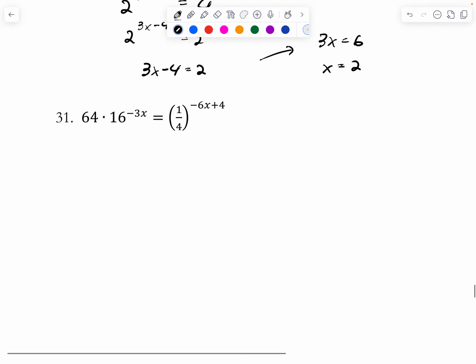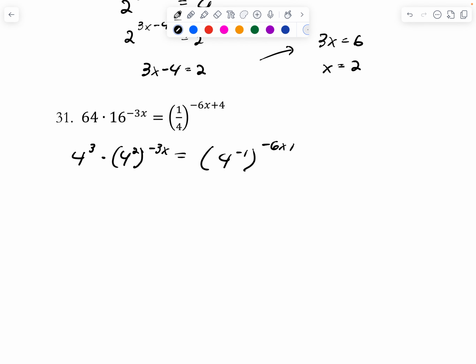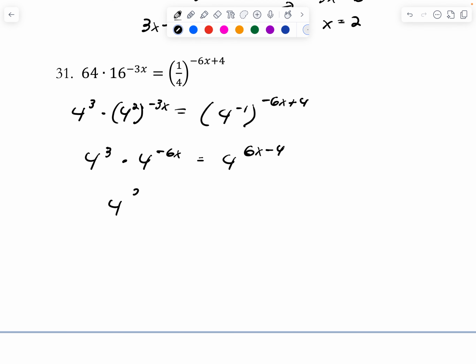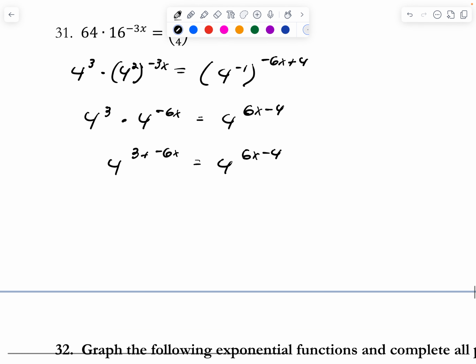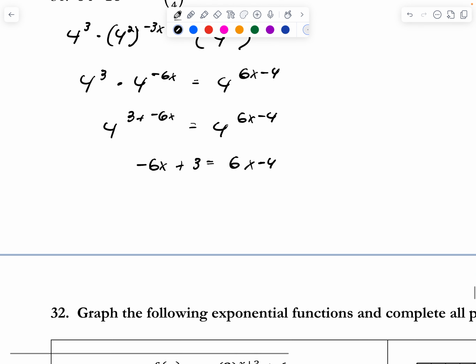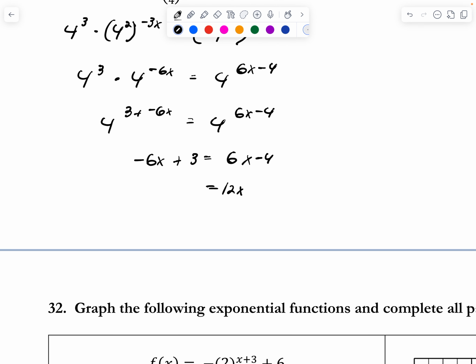All right, last one. I'm going to rewrite all of these with bases of 4. So 4 cubed for 64, 4 squared for 16, and 4 to the negative first power. So I'm going to have 4 cubed times 4 to the negative 6x power equals 4 to the 6x minus 4 power. And then I'm going to add to get 3 plus negative 6x. Don't forget, you can't drop until you have one base on each side. So now I have negative 6x plus 3 equals 6x minus 4. So that's going to be 12x equals 7. So x equals 7/12.